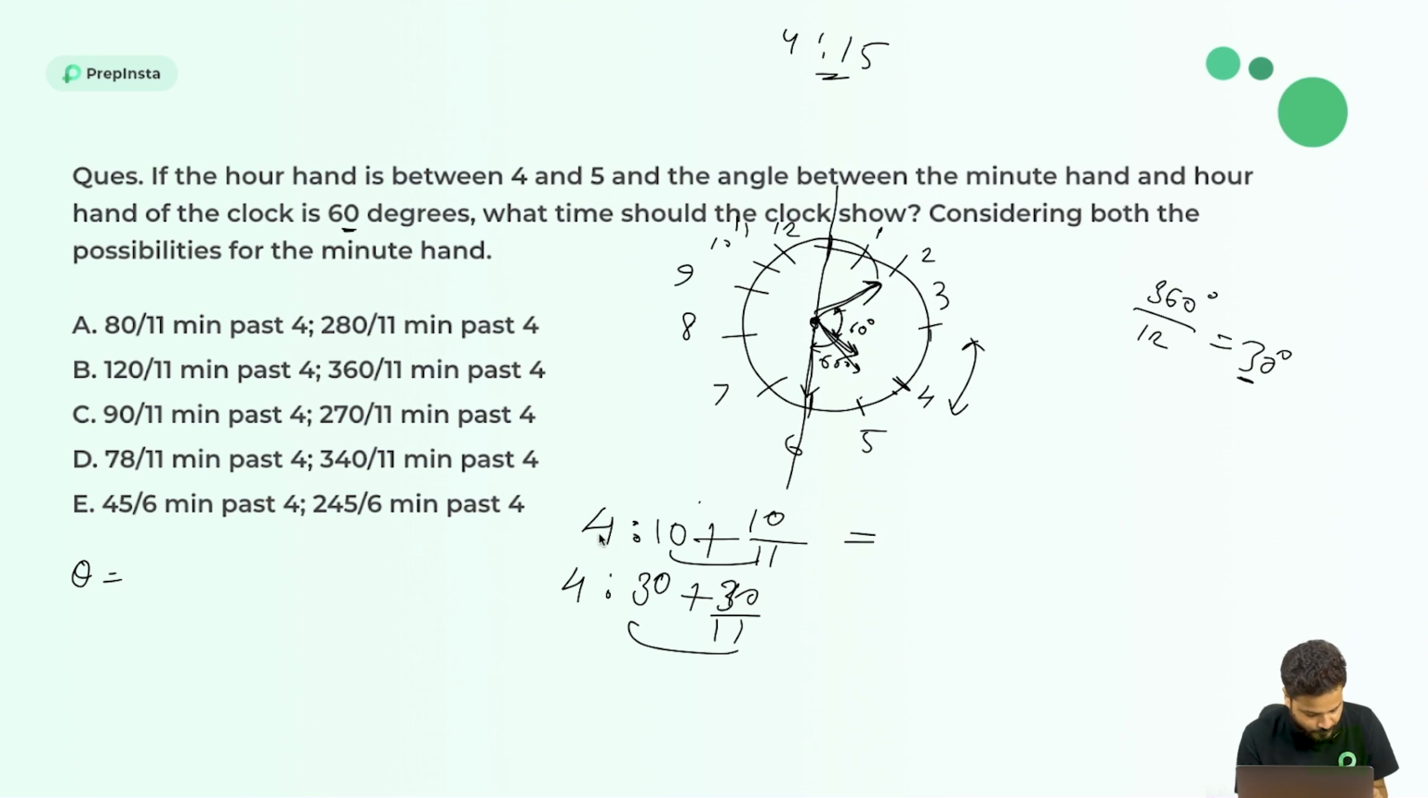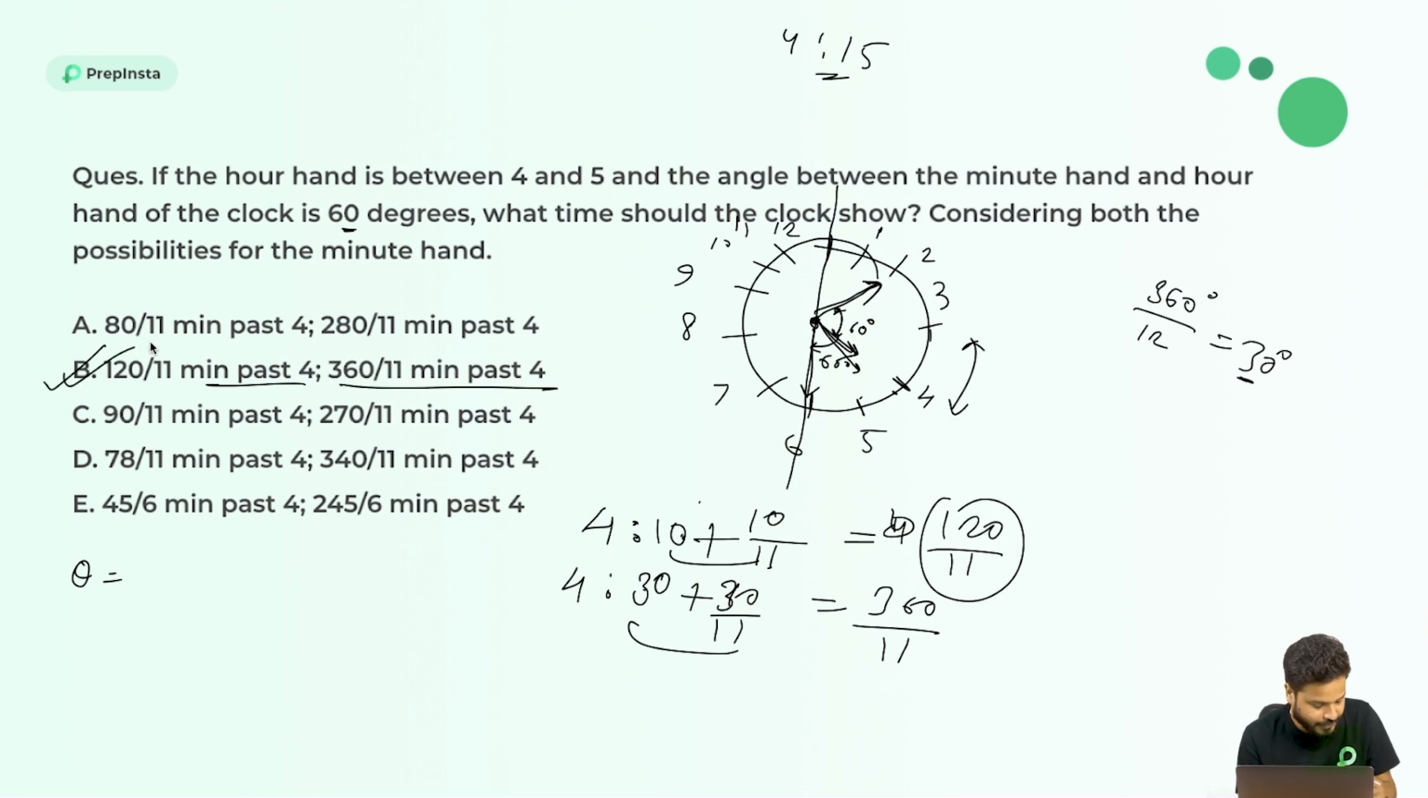And when you solve this, so 4, this is what? Take LCM here. So 110 plus 10, 120 by 11. What would be this? 11 3s are 33. So 330 plus 30, 360 by 11. So 120 by 11 minutes past 4 and 360 by 11 minutes past 4. Option B is your answer.